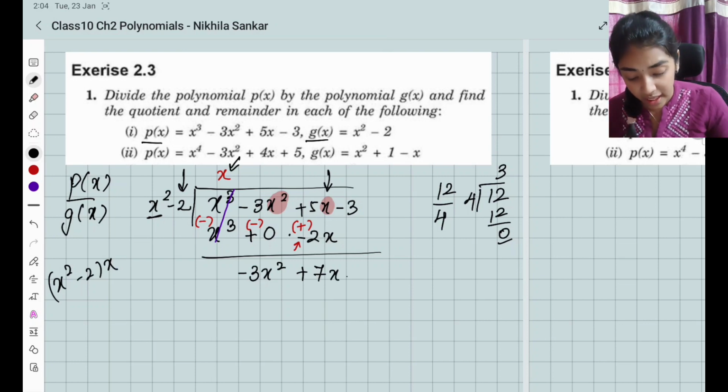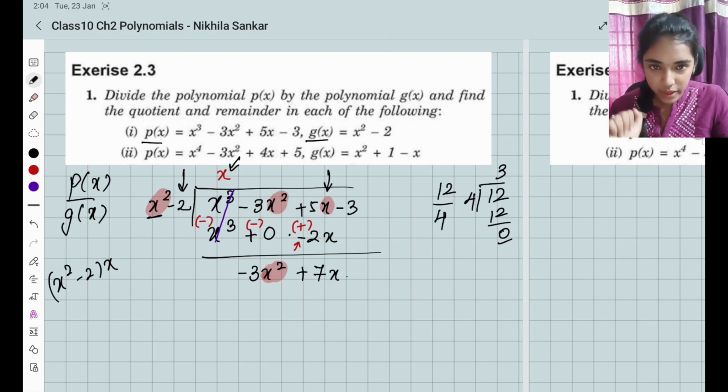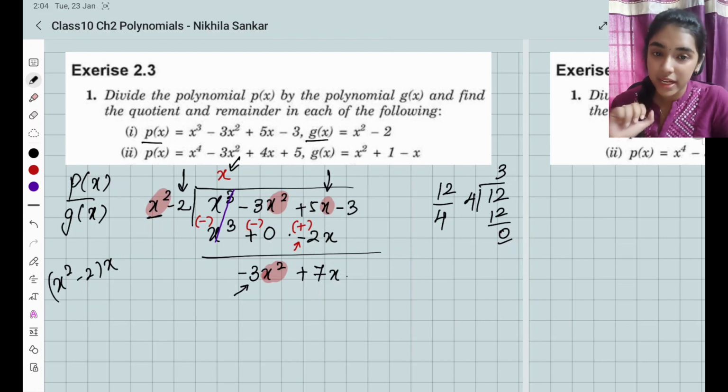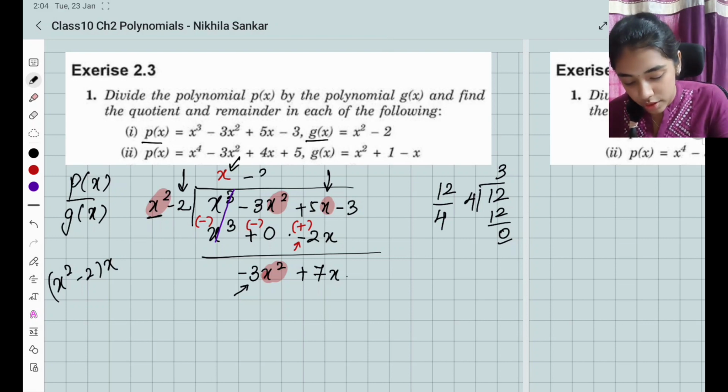Now we have x square here, and what is the divisor? Here also we have x square. Now I can multiply by 1. X square by x square is going to be 1. But what is the coefficient here? It is going to be minus 3. So to cancel the minus 3x square, what am I going to do? I'm going to do minus 3.